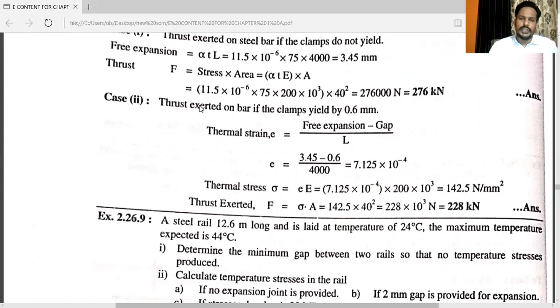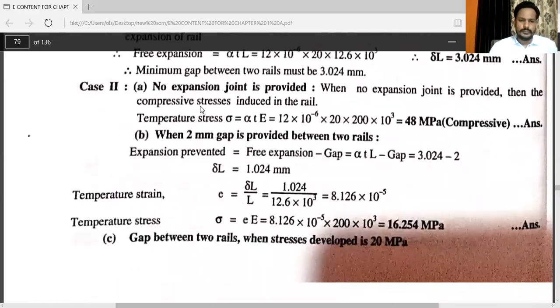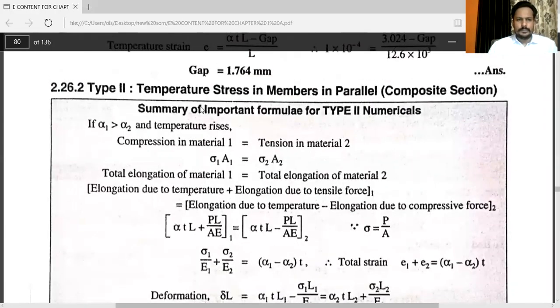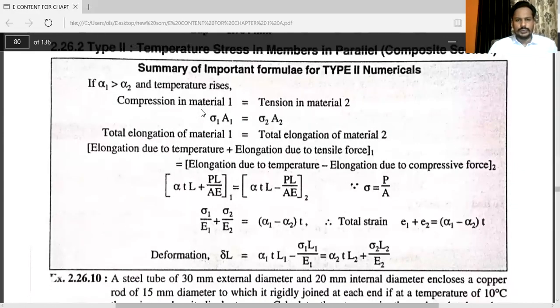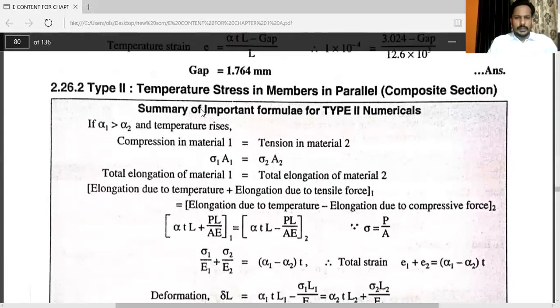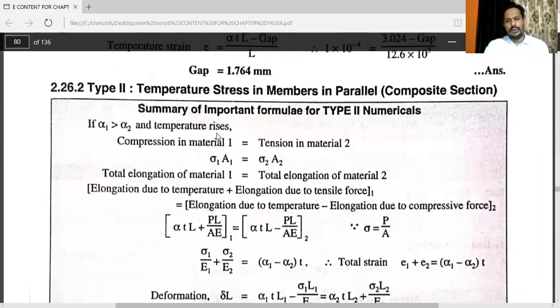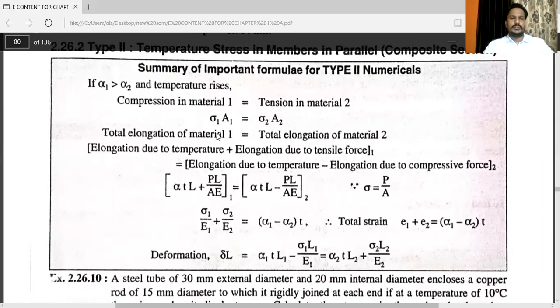See, no need to explain each and every problem deeply, because the previous problem is very similar to this. Just go through that. See, in type 2, please refer to this formula very clearly. It's a very important topic. Composite section, temperature stress in members in parallel, that is type 2. Already I explained the formulas to you, but please write down each and every formula very carefully while solving.